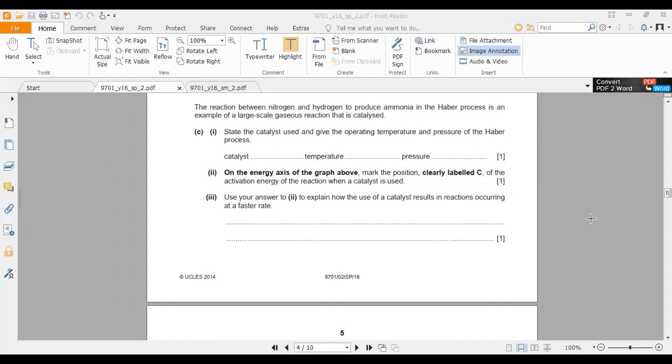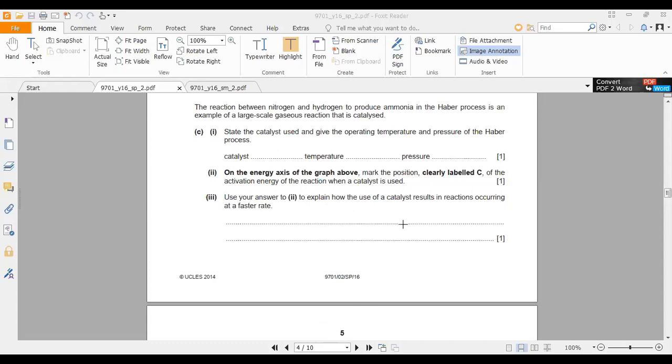What I mean is the energy diagram of the molecule remains the same. I will go back to the graph. You see the question once again. On the energy axis of the graph above, mark clearly the position, level C, of the activation energy of the reaction when a catalyst is used. Use your answer to explain how the use of a catalyst results in reactions occurring at a faster rate.